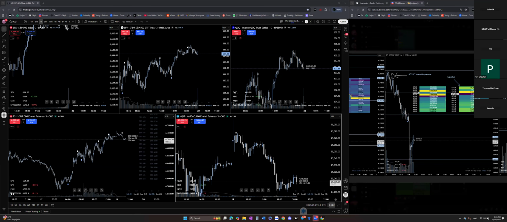What are the tickers for futures ES and NQ? Yeah, it would be SPY, SPX, and QQQ.